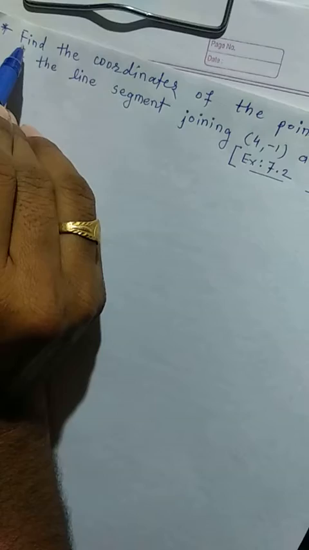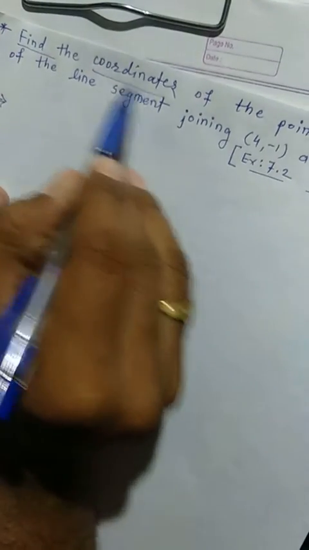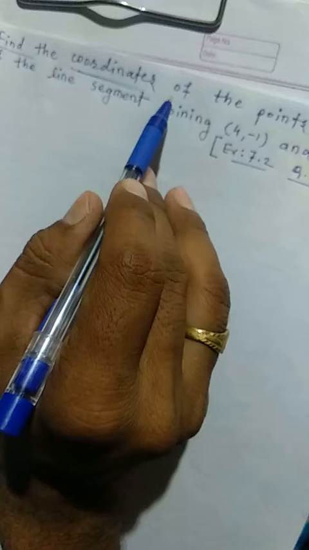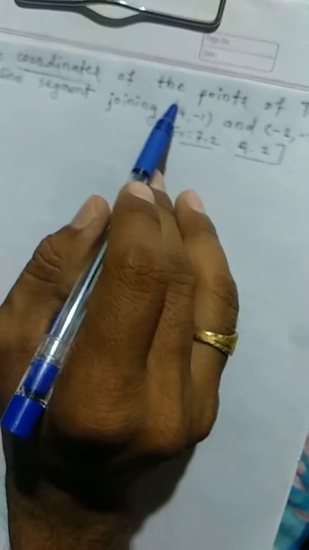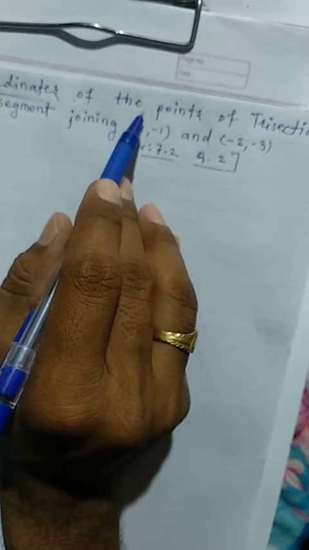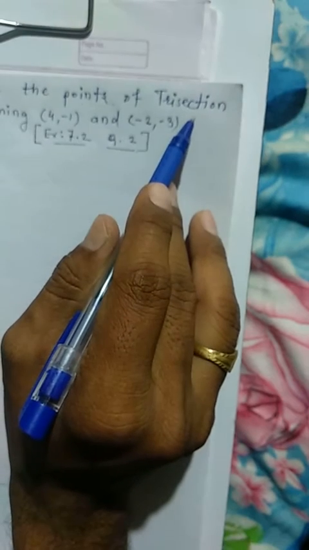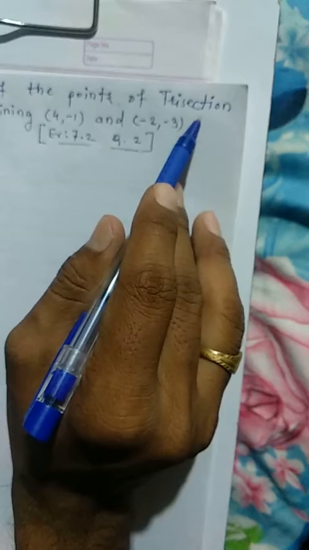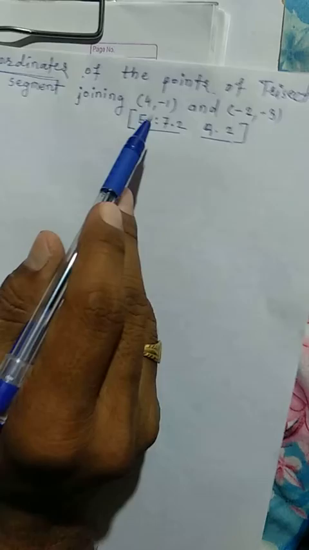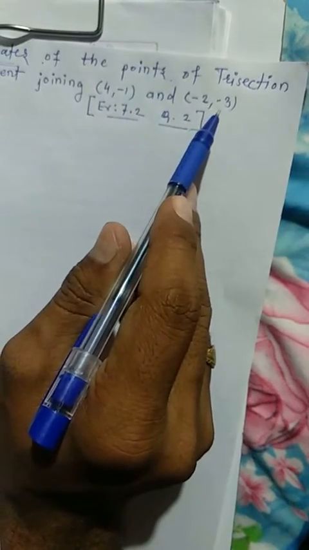We have to find the coordinates. Coordinates of what? Find the coordinates of the points of trisection of the line segment joining 4, minus 1 and minus 2, minus 3. So I will solve this question.